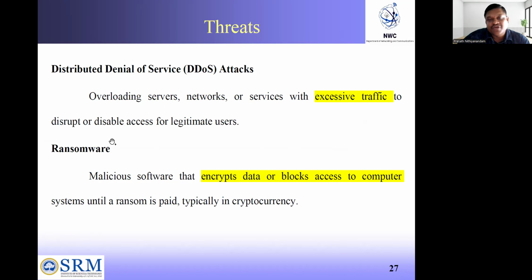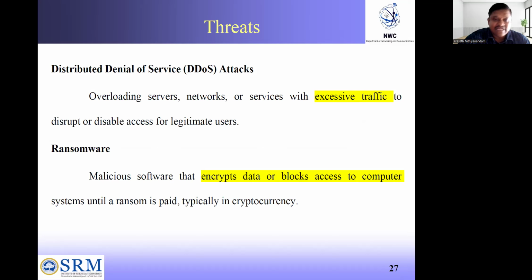And the next one is DDoS attack and ransomware. DDoS is a distributed denial of service attack. These attacks overload servers, networks, or services with excessive traffic, disrupting or disabling access for legitimate users. As an example, an e-commerce website is taken offline during a major sale due to a coordinated DDoS attack.